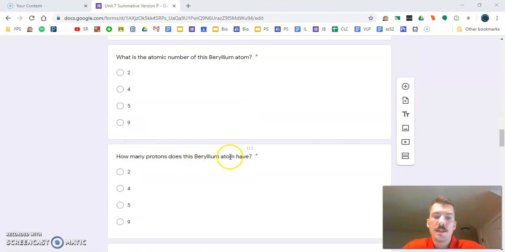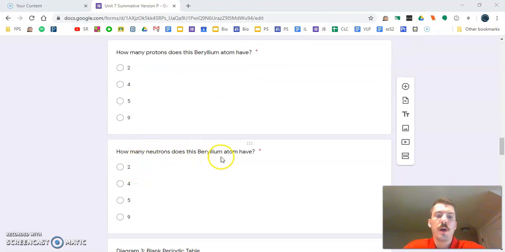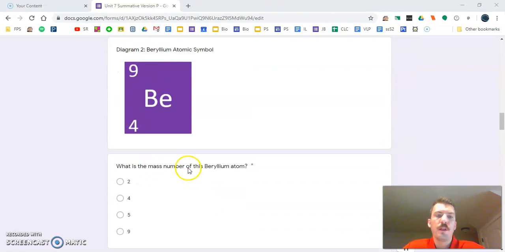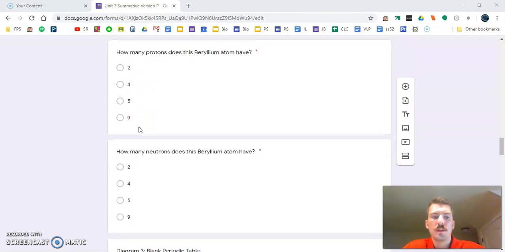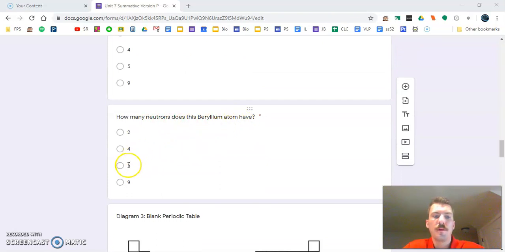How many protons does the atomic number have? Well, if the atomic number is 4, that's the exact same thing as the amount of protons. Also number 4. How many neutrons does beryllium have? Well, if we look here, this is the mass number, this 9. So if the mass number is 9 and there are 4 protons, then there needs to be 5 neutrons because 4 plus 5 is 9. So how many neutrons does beryllium have? 5.